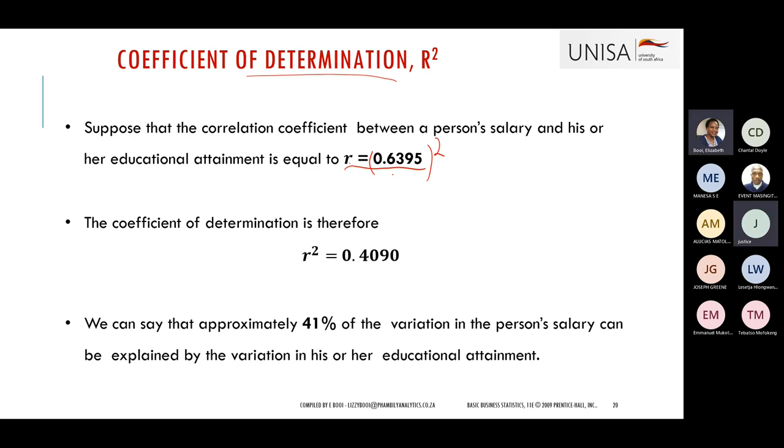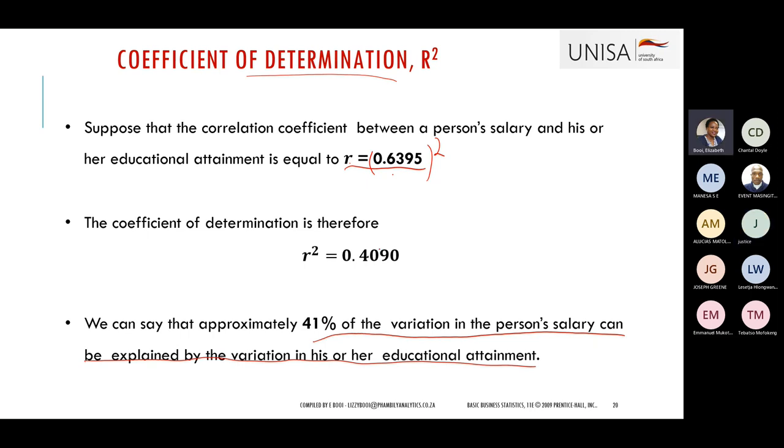Okay. Lizzie. Yes, Justice. You say when we interpret this, we say this 41% is from the... can you just elaborate on this 41%, please?